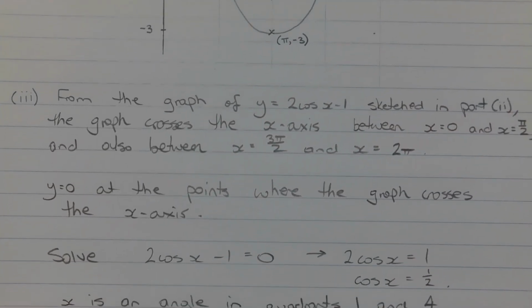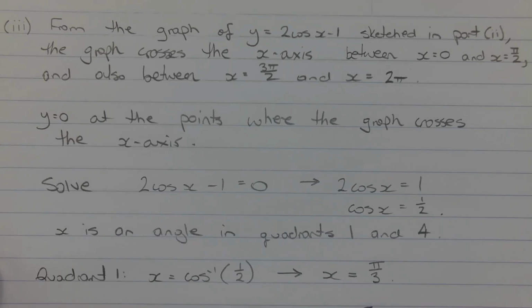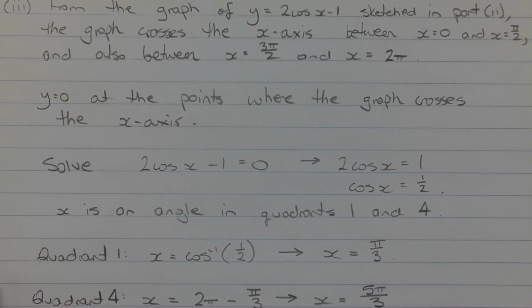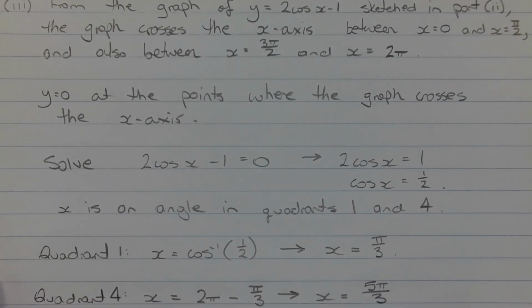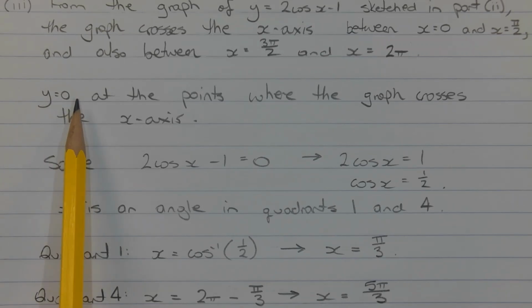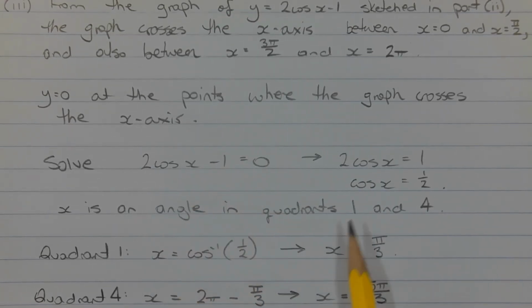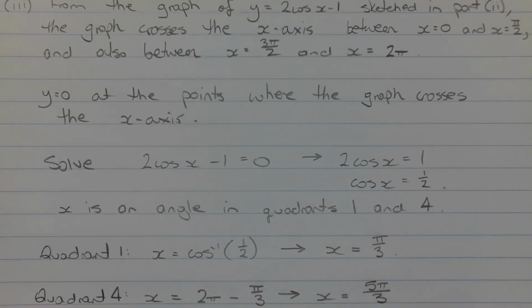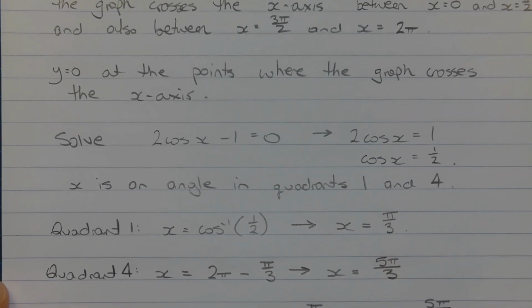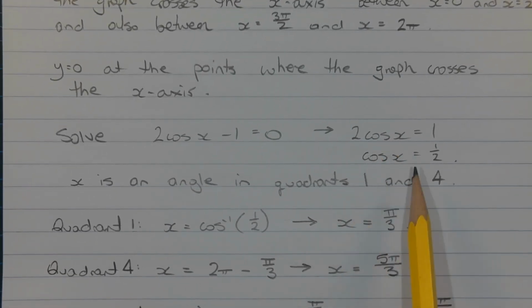But the question is asking for the exact value of the points where the graph crosses the x-axis. And at those points, y is equal to 0. So we want to solve the equation 2 cos x minus 1 equals 0. Moving the negative 1 over from the left-hand side to the right-hand side, we get 2 cos x is equal to 1. Then dividing both sides of the equation by 2, we can isolate cos x, and we get cos x is equal to 1 over 2.